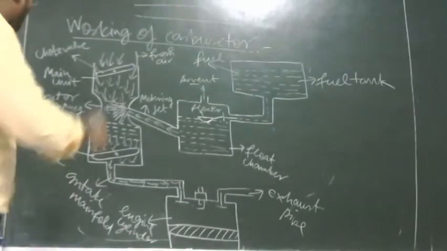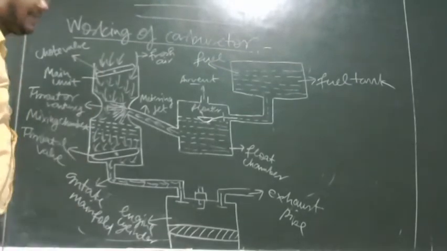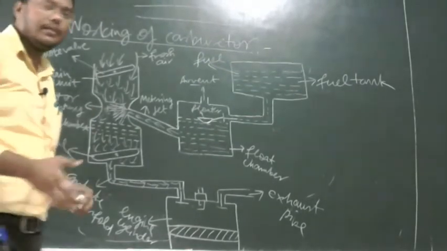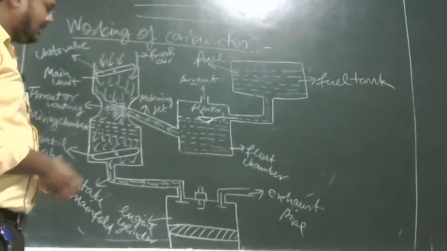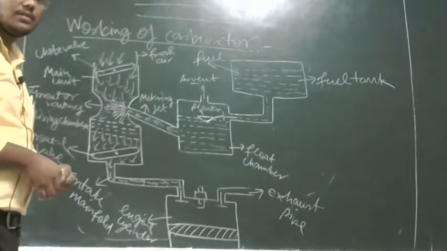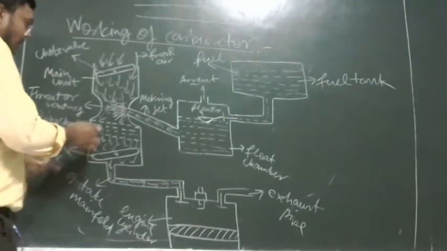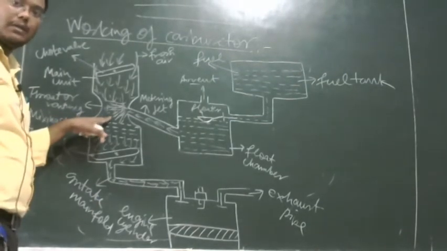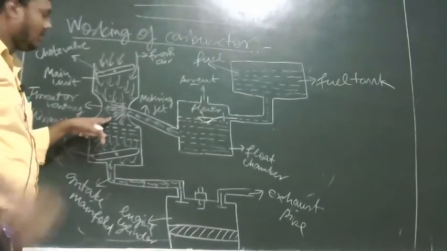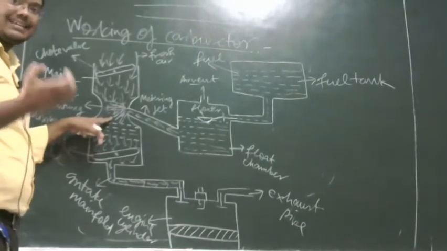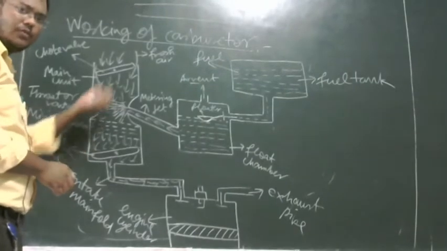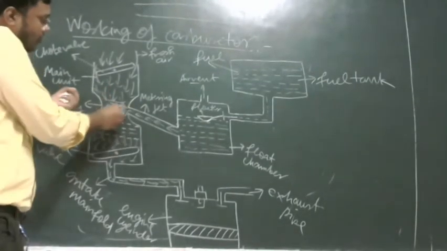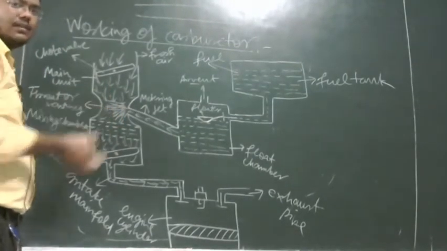Now how do choke valve and throttle valve work? Sometimes in engine we require a rich mixture. Rich mixture means the amount of fuel will be more and amount of air will be less. So to get that rich mixture, we have to control the flow of air so that the air flow will be minimum and fuel flow will be maximum. Then only we can get the rich mixture.